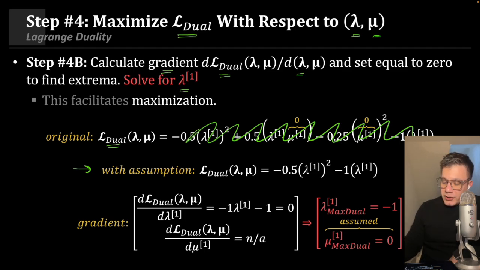Okay, and so what we have to do is just simply differentiate this function with respect to lambda, and so we end up with the 2 coming over here, so we have -1 lambda, and then anytime you take the derivative of lambda with respect to lambda, you end up with a 1, and so that leaves you with a -1 over here. So what we end up with is -1 lambda minus 1 equals 0, and we can solve that pretty easily and determine that lambda max dual, the lambda value that maximizes the dual Lagrange function, is equal to -1, and the mu is equal to 0 because that was part of our KKT assumption associated with complementary slackness. All right.